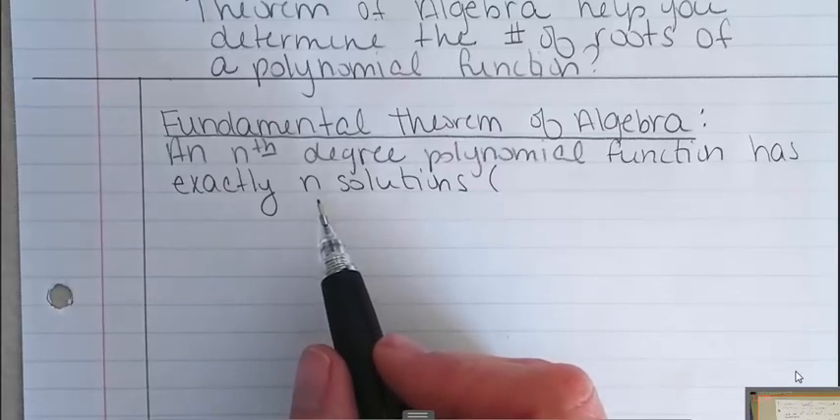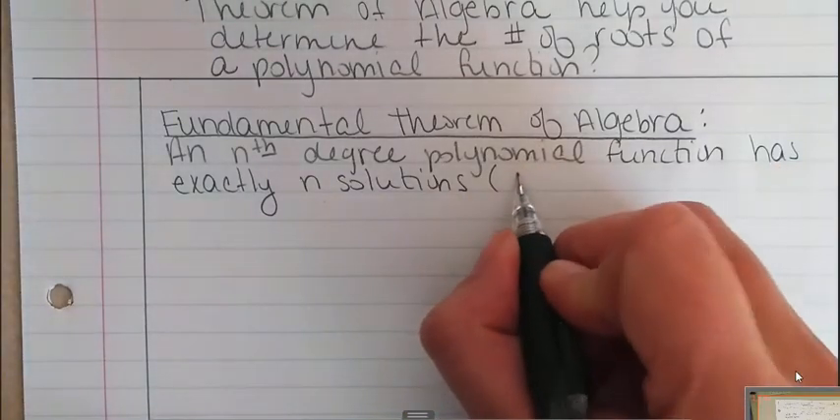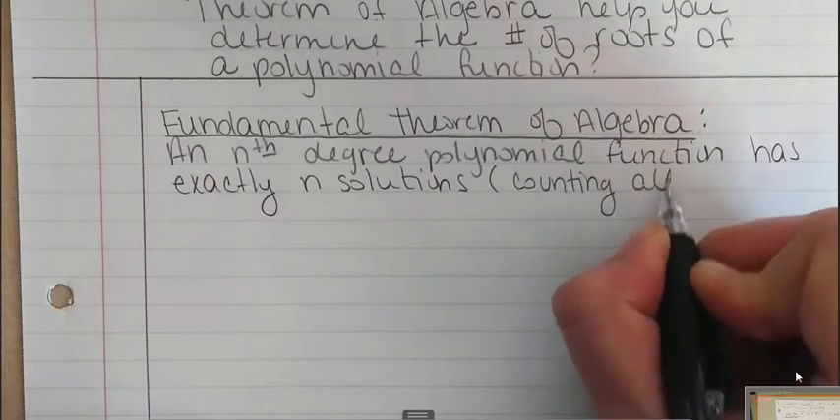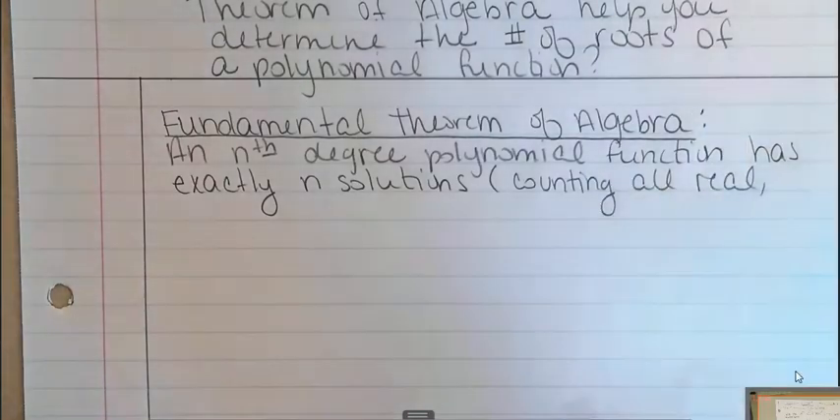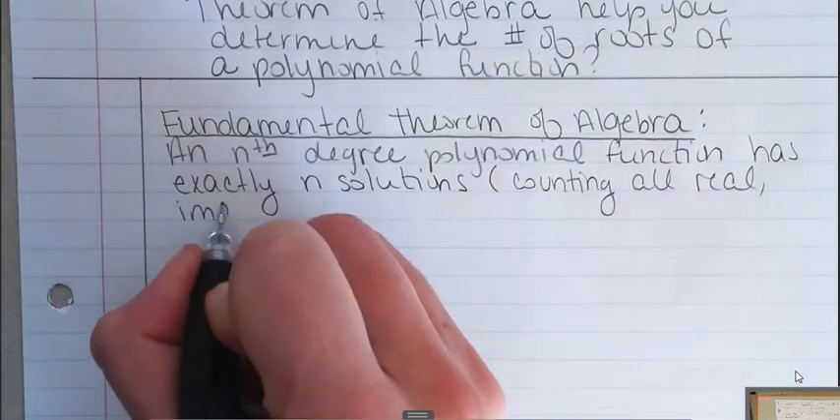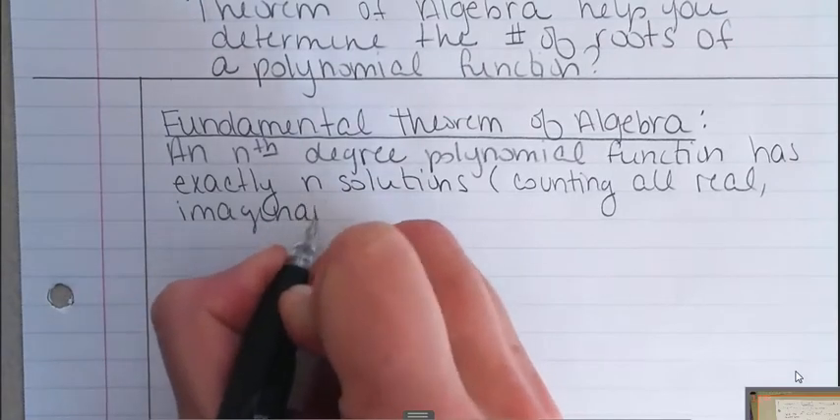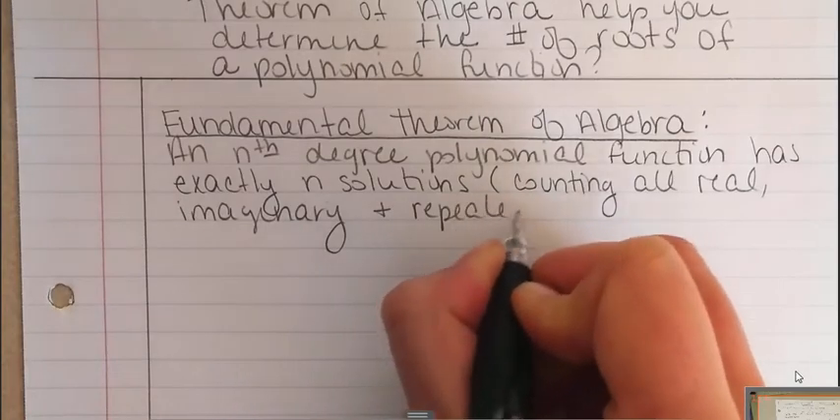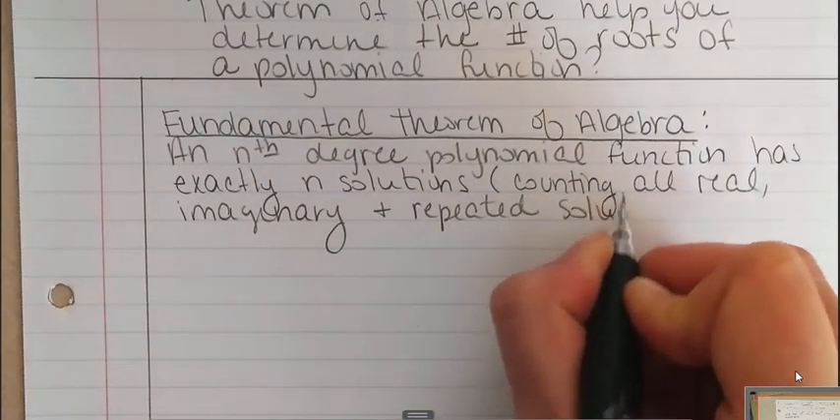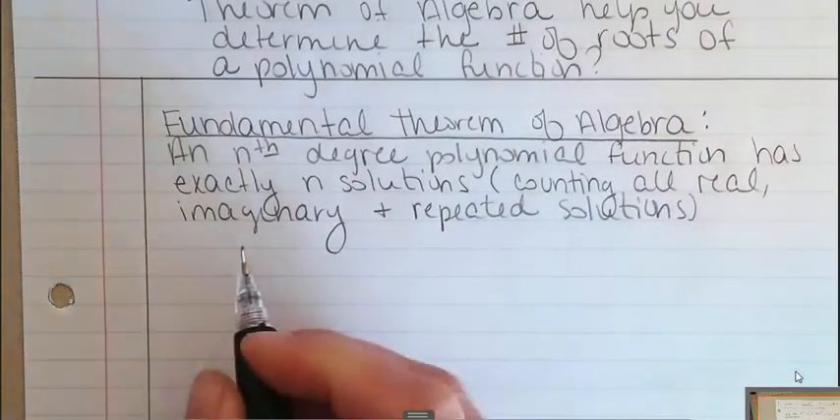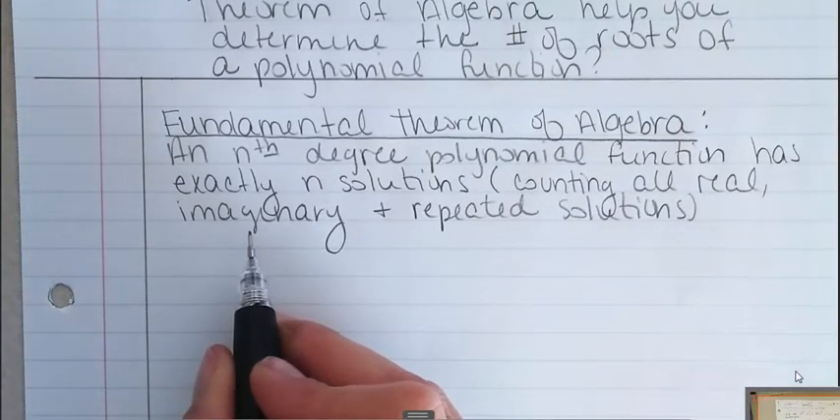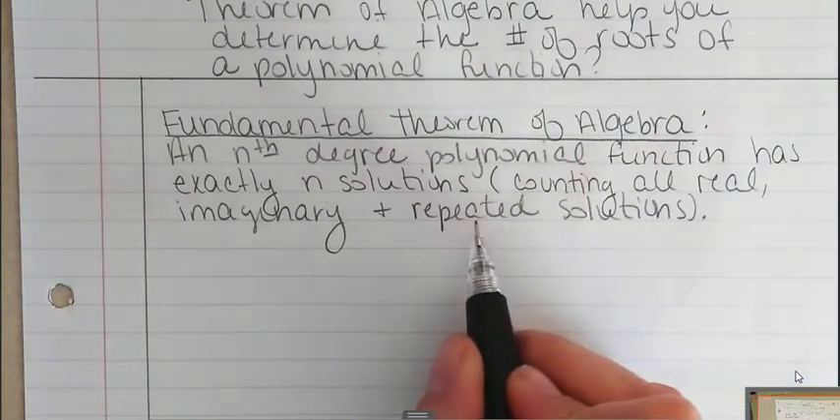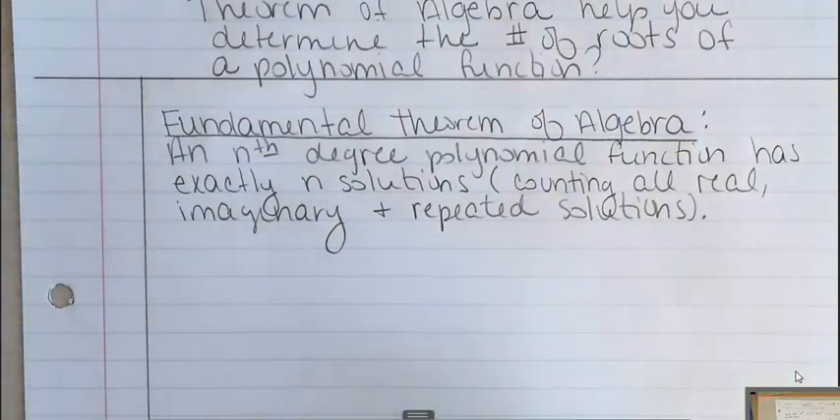Now some of these solutions you might not be able to see. So we are counting all real, imaginary, and repeated solutions. So if it's an imaginary solution, you're not going to be able to see that solution, okay? If it's a repeated solution, it's going to have some special behavior, which I'm about to talk about.